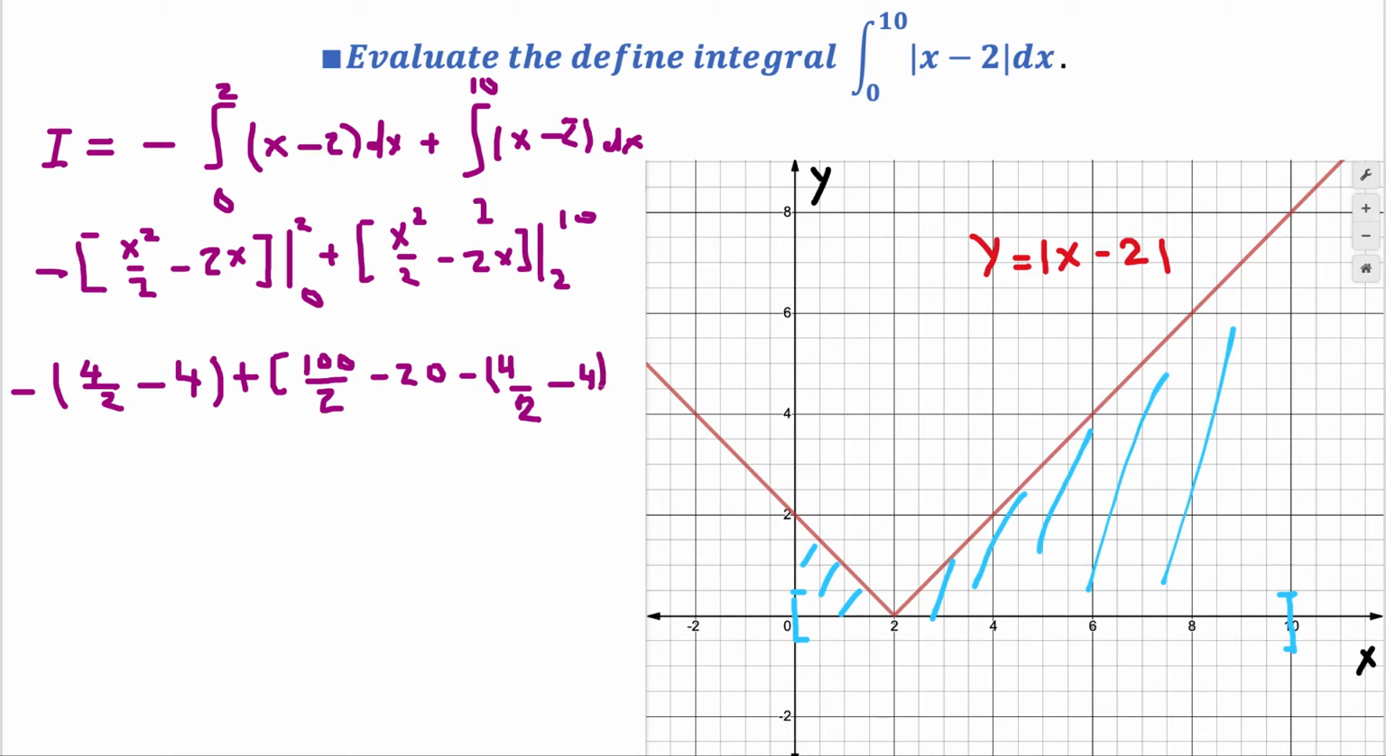And we are going to see what we end up with now. And now here is a negative sign. 4 divided by 2 is 2. Minus 4 is minus 2. But here is negative, so this is going to be equal to 2.